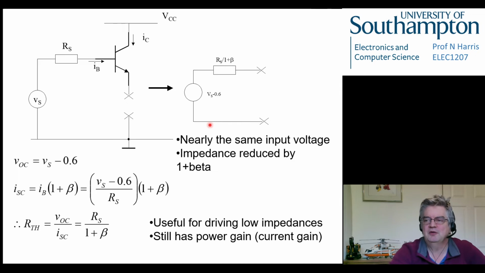So this becomes a very useful circuit for driving low impedances. If we have a small impedance here, we can drive it with this circuit, because this is likely to be even smaller, and therefore we don't get a voltage drop and we get the voltage out we expect. And it still has power gain, because we've got a current gain on the system. We've got IB going in and we've got (1 plus beta) IB coming out, so we've gained the current. We haven't lost any voltage, and power is voltage times current, so the power gain must have gone up.